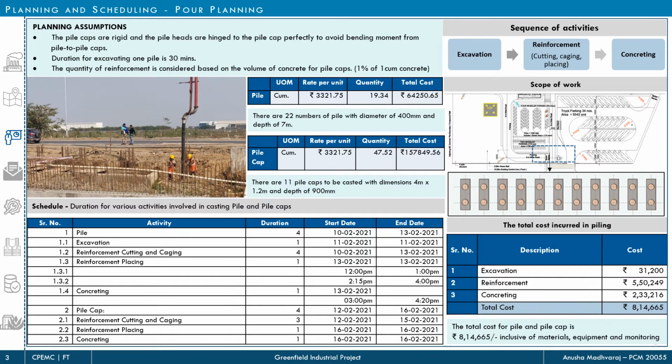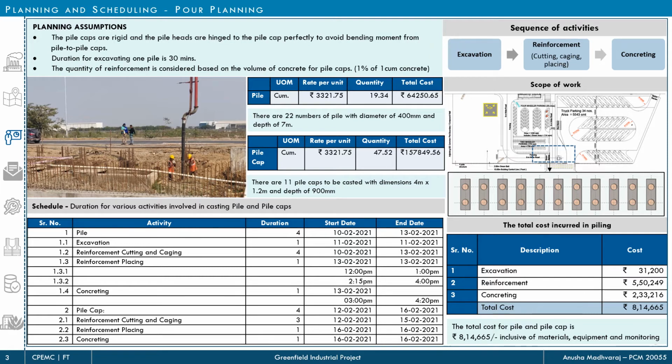Here in the planning, I had taken the piling activity, and the sequence of activities would be first excavation, then reinforcement works, and then the concreting. The scope of work is shown at the right, and there were 22 piles and 11 pile caps to be casted. And the schedule and the cost incurred for the activity is detailed.